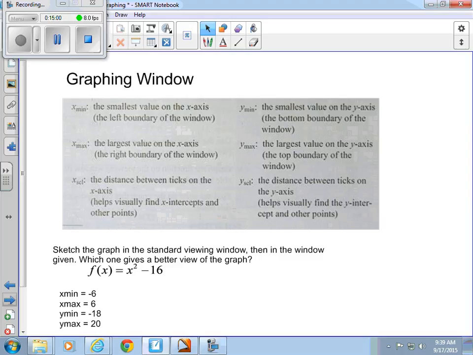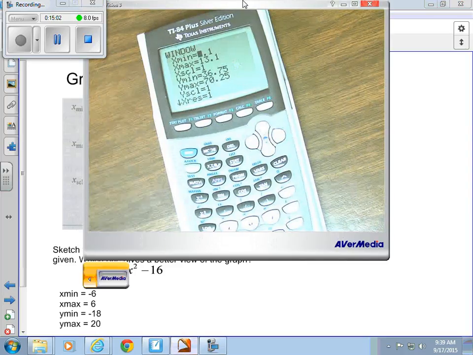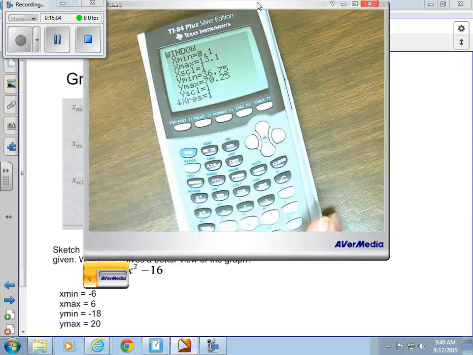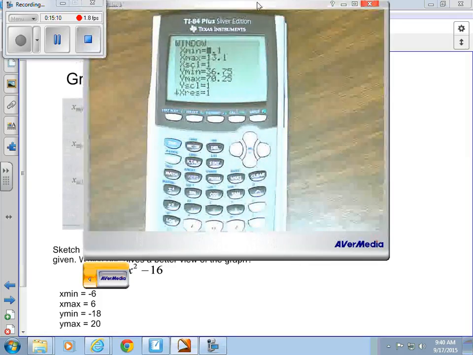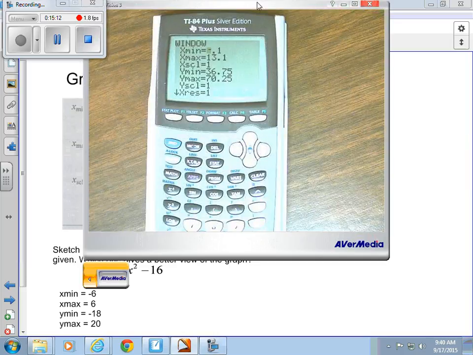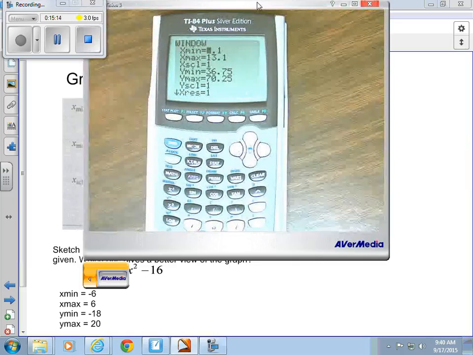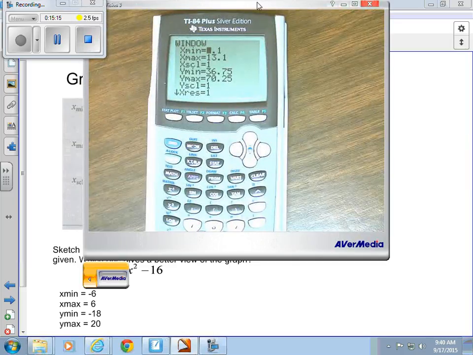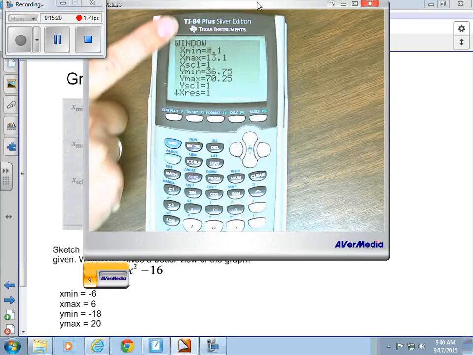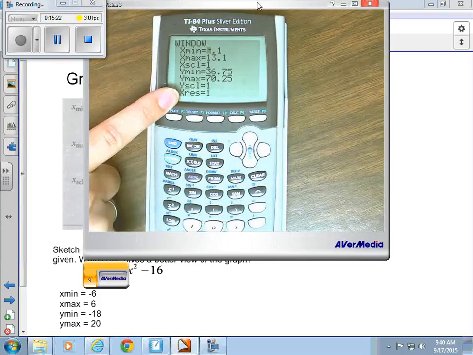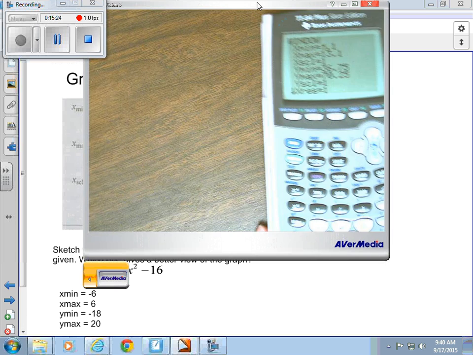A lot of times math teachers take it for granted that you know what this stuff means. So we're going to talk about what this stuff means. X-min, X-max, X-scale, Y-min, Y-max, Y-scale, and X-resolution, all of that random stuff. So push the window button. This is what we're going to talk about defining today.